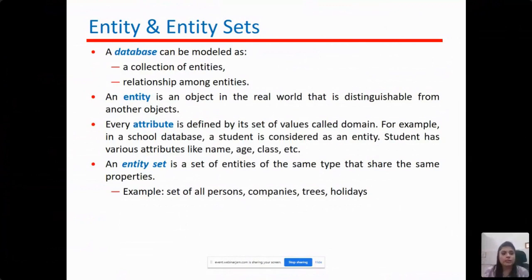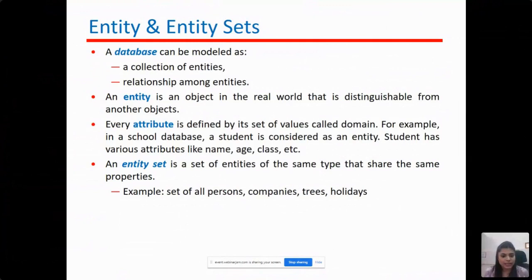And then comes the attribute. An attribute is defined by a set of values called a domain. For example, once a student has become an entity, the attributes that describe the student are student name, student ID, student mobile number, mail ID, or the address of the student. So these become the attributes, basically the set of values that defines the entity.